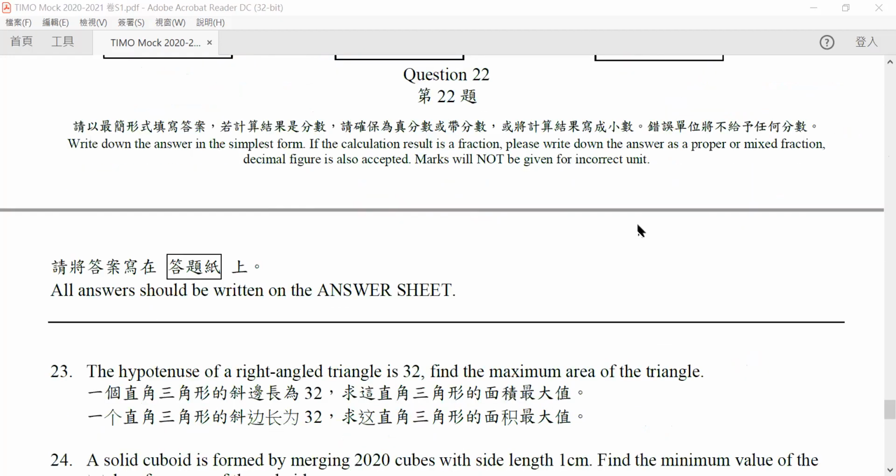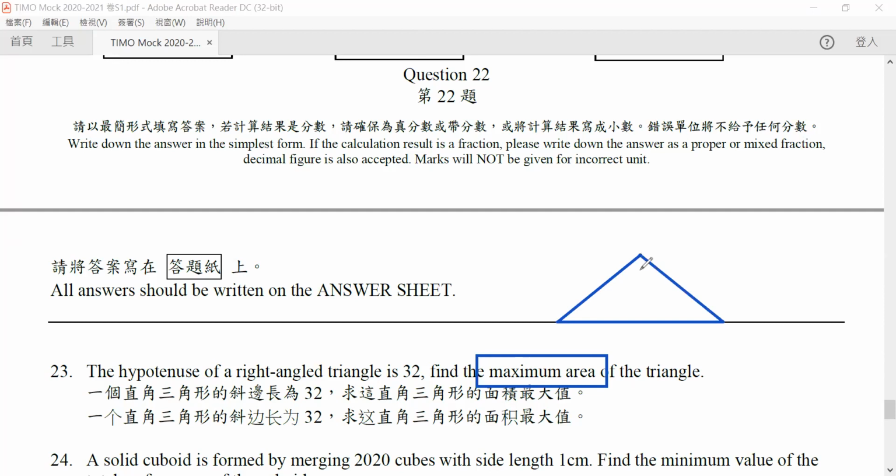Question 23. The hypotenuse of a right angle triangle is 32. Find the maximum area of the triangle. Now, let me draw it again for maximum area. Now the hypotenuse is 32. Every time we see maximum area, we know that this must be when its length and height are the same. So it must be a right angle isosceles triangle, something like this. This is a right angle.